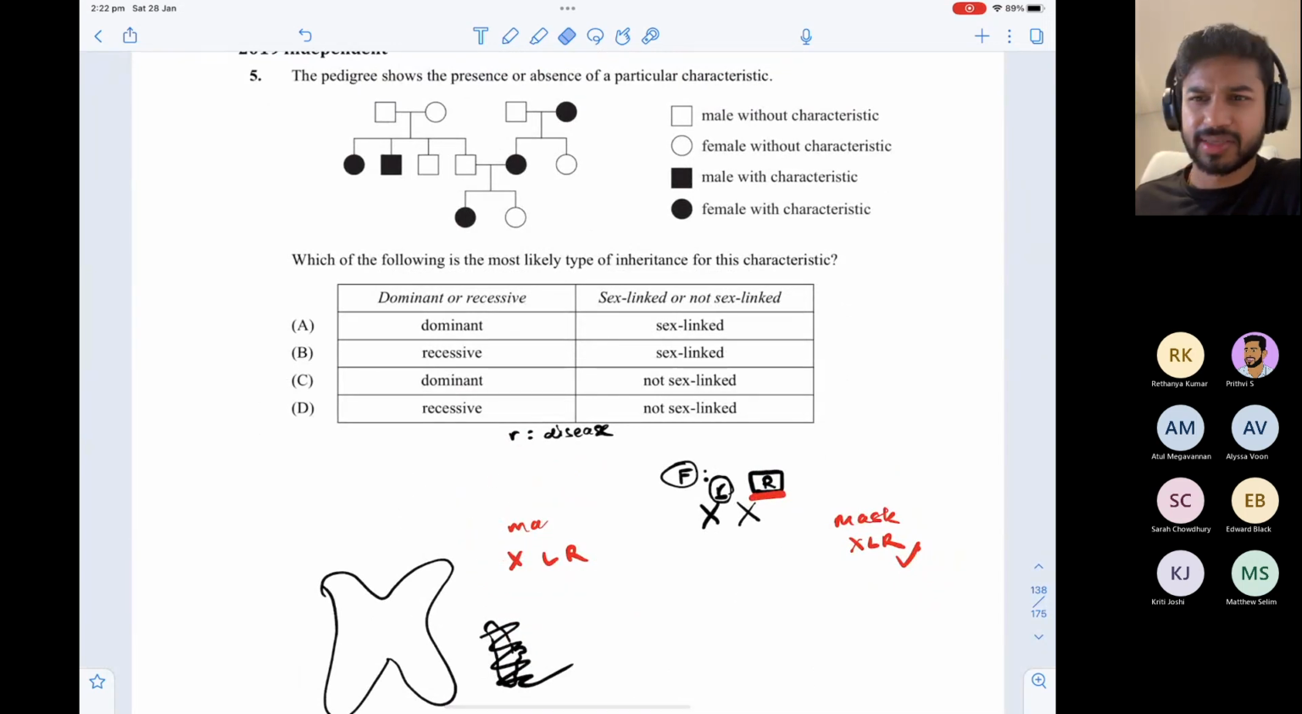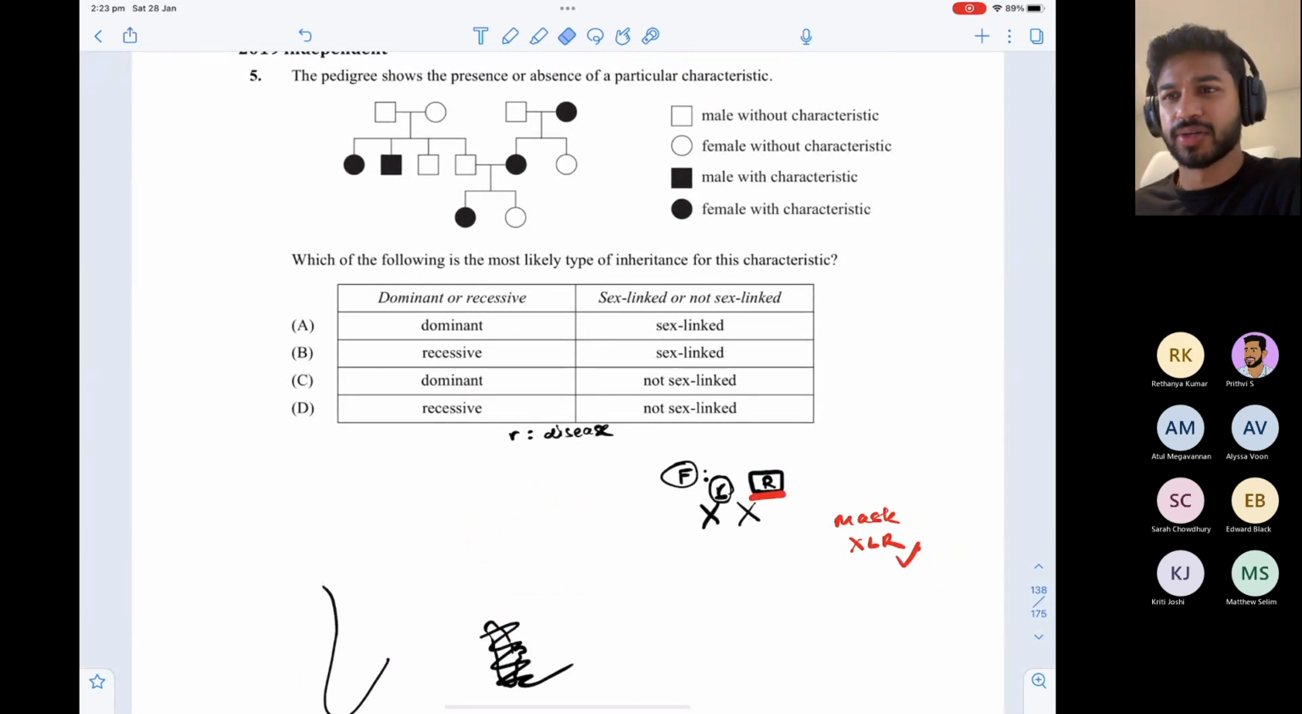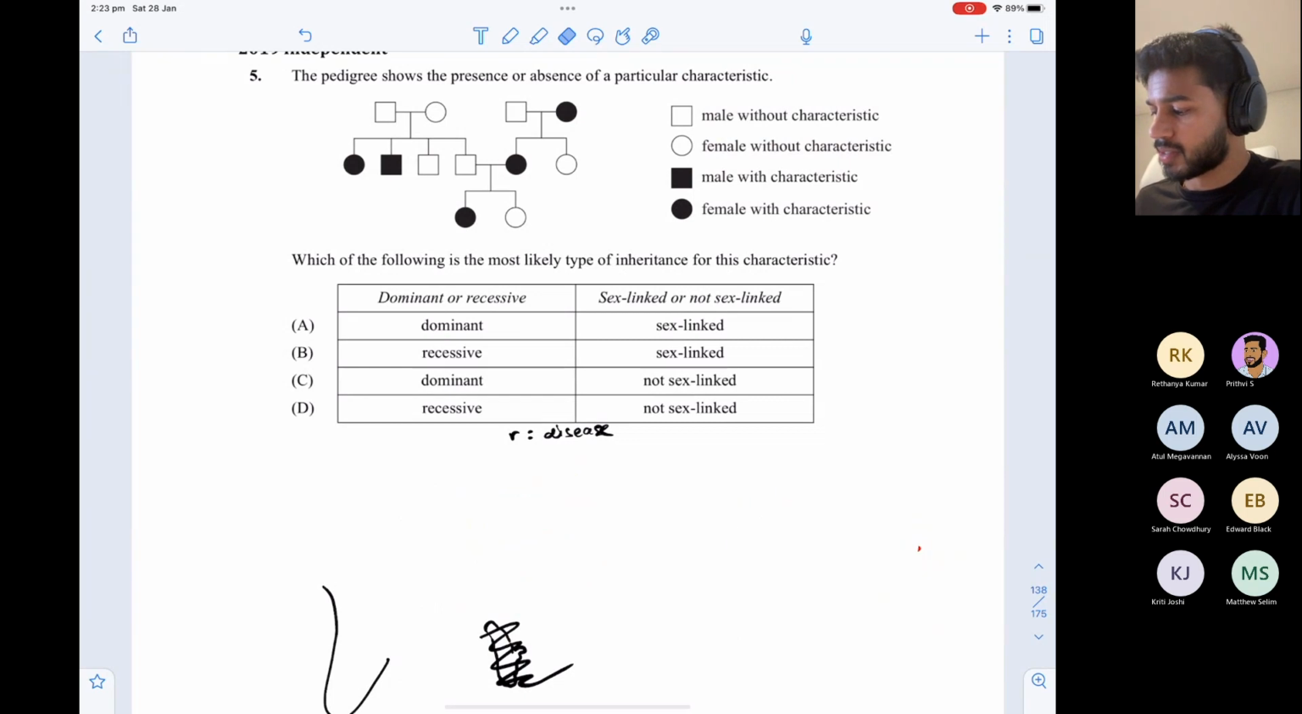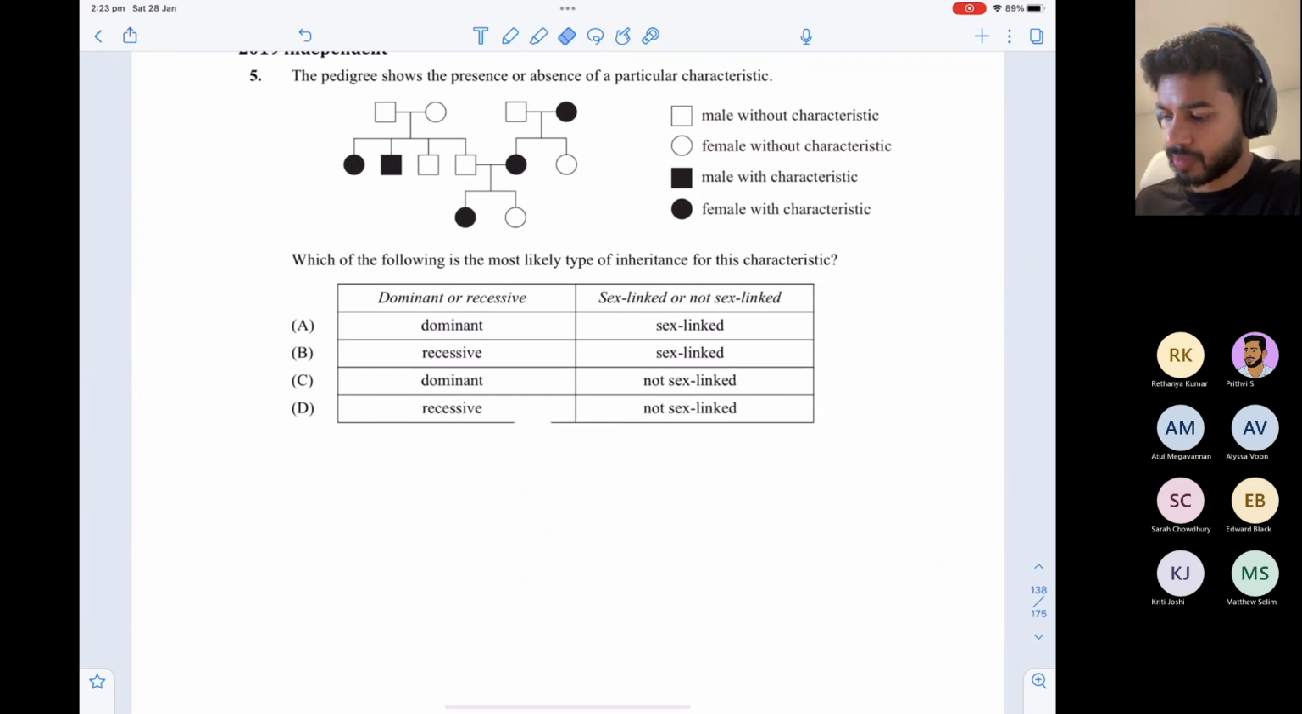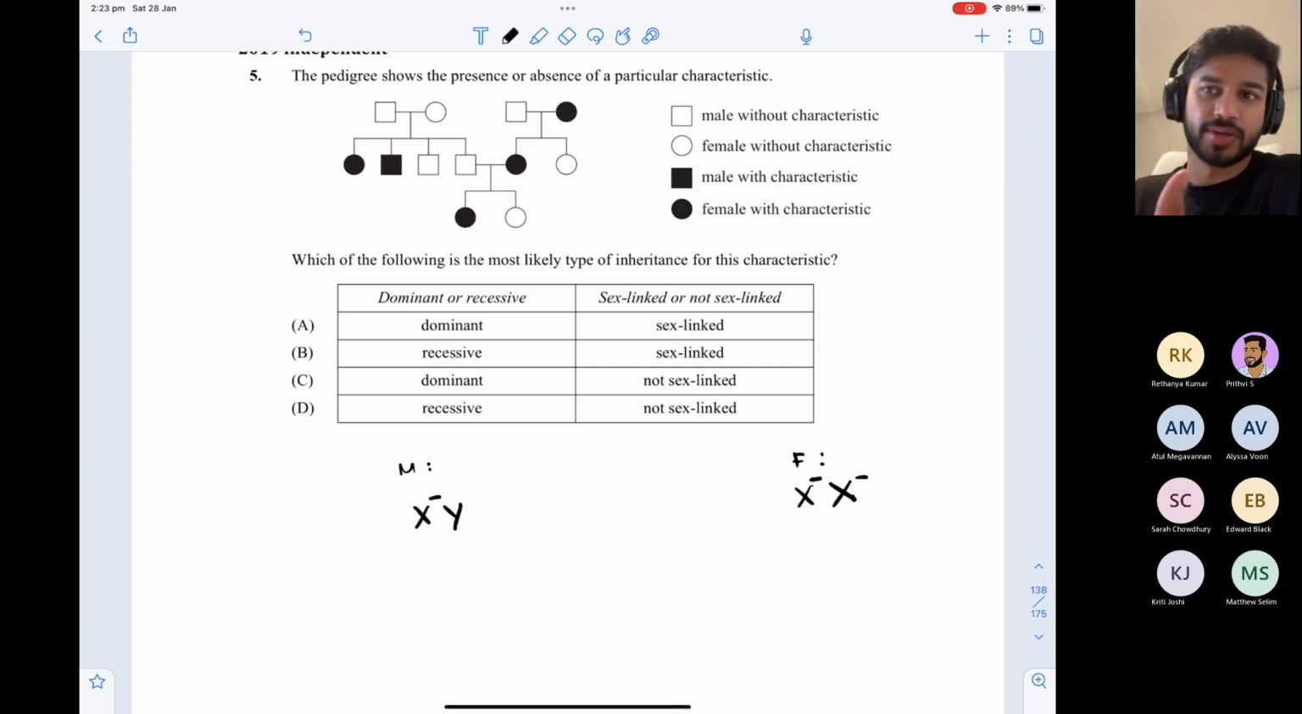What does it mean to be sex-linked again? So let's go to Rithanya. Rithanya, what does the word sex-linked mean? Lies on the X chromosome. Good. So straight away, male, female. Male is XY, female is XX. So as Rithanya said, sex-linked means lies in the X. So females have 2 X chromosomes, they have 2 alleles. Males have 1 X chromosome, 1 allele, right?